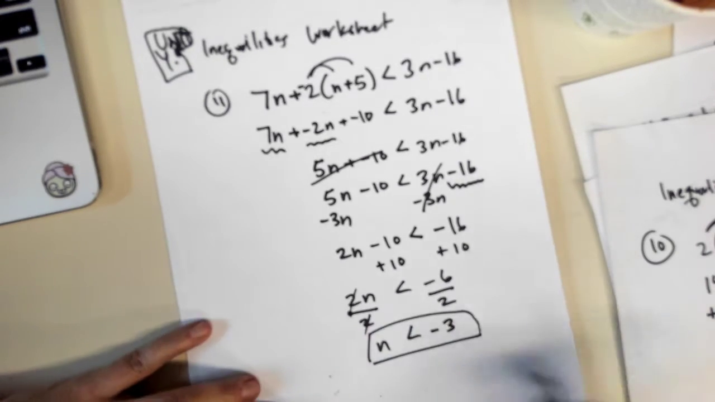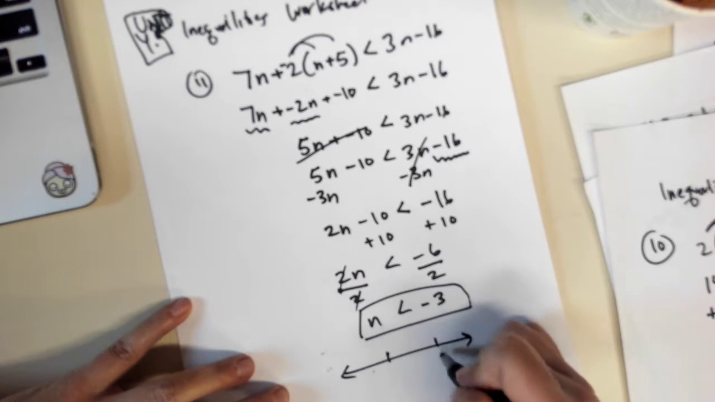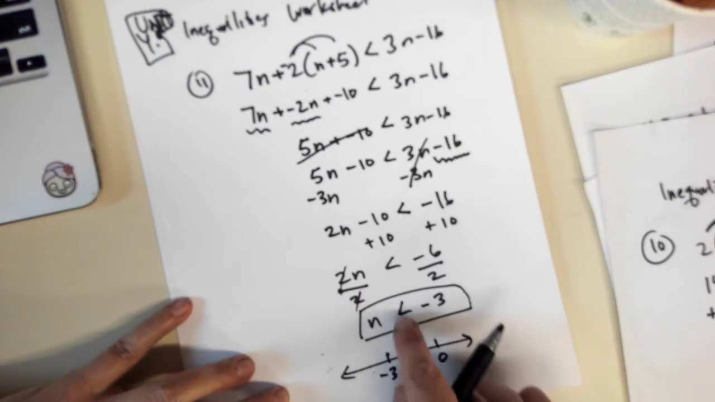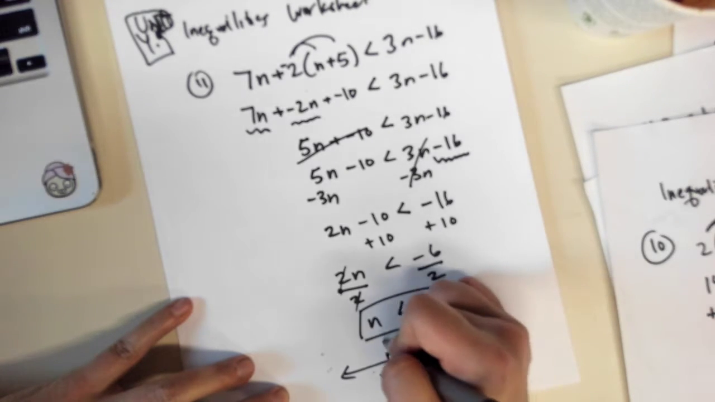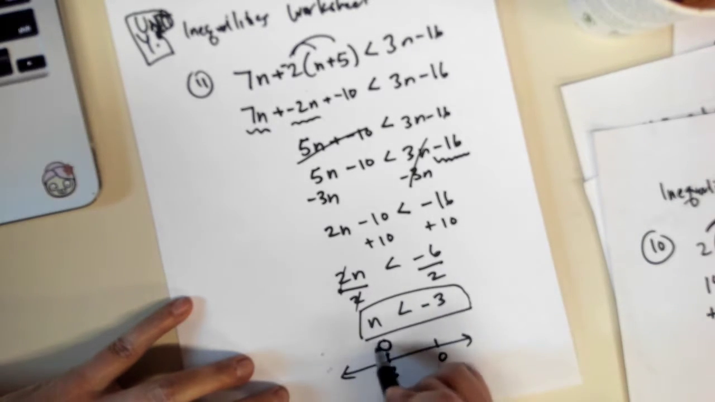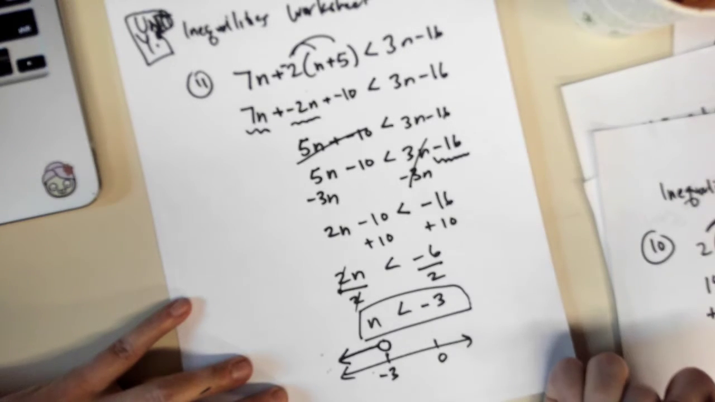Okay, so if I wanted to graph that, here's my number line, here's my 0, here's my negative 3. Let's see, n is less than negative 3. It's not less than or equal to, it's less than. So I have an open circle, because negative 3 is not a possible answer. And then it's anything less than that. So that's everything in this direction. And there we go.